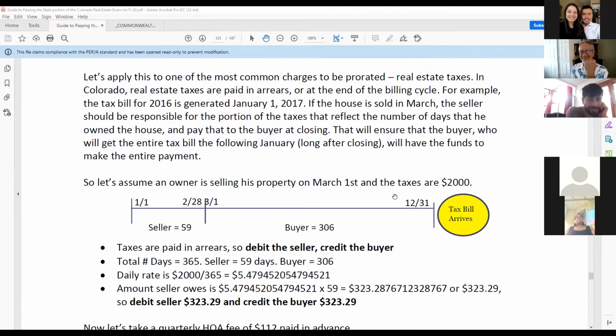Use your knuckles. Every time my finger lands on a knuckle, that's 31 days. Valleys are 30 days, except for February. We all know February has 28, except for leap year when it has 29, right? Okay, this is how you know the number of days in each month.